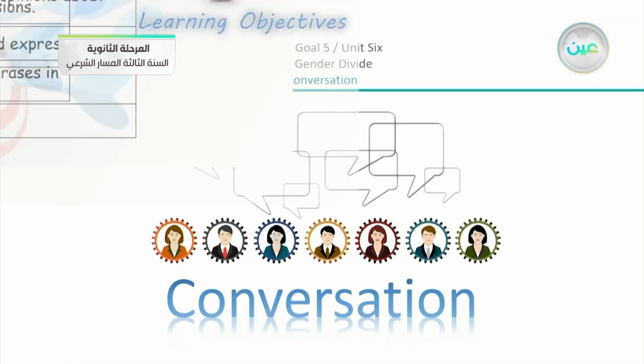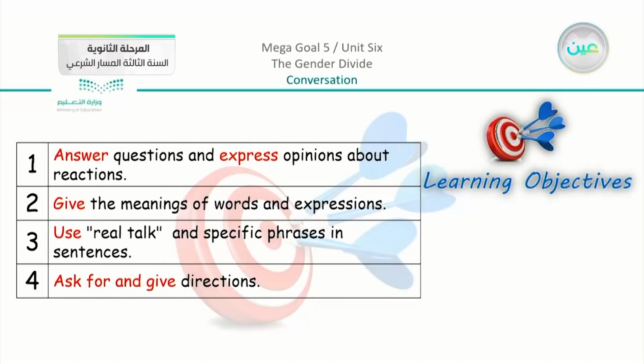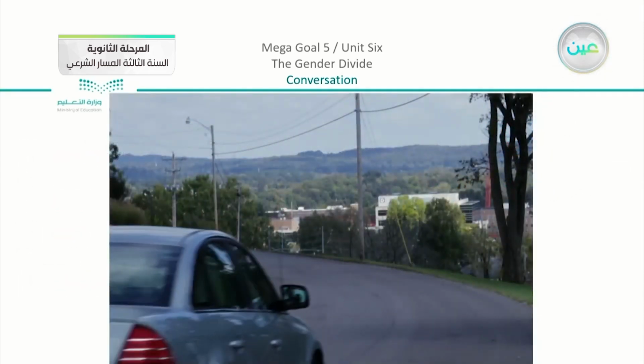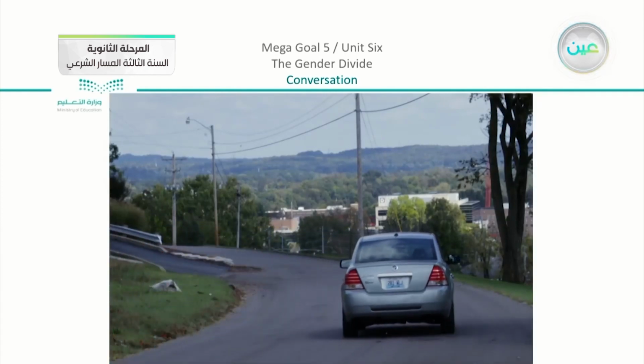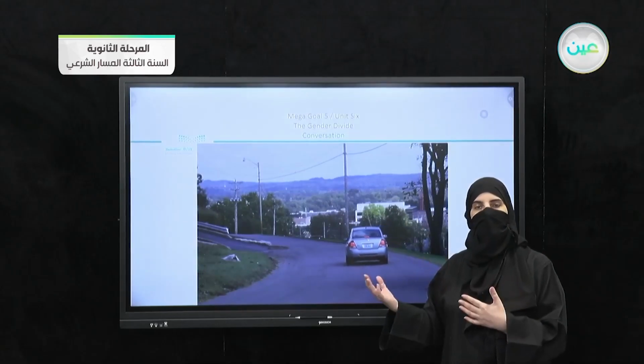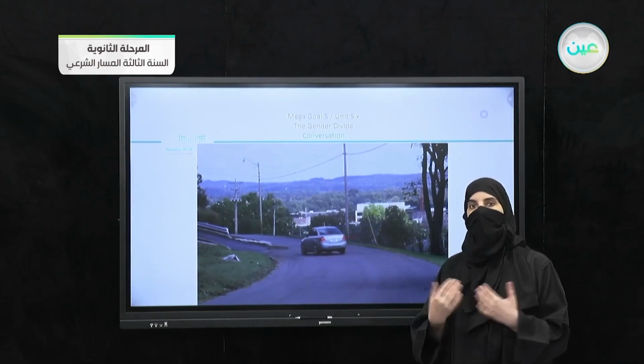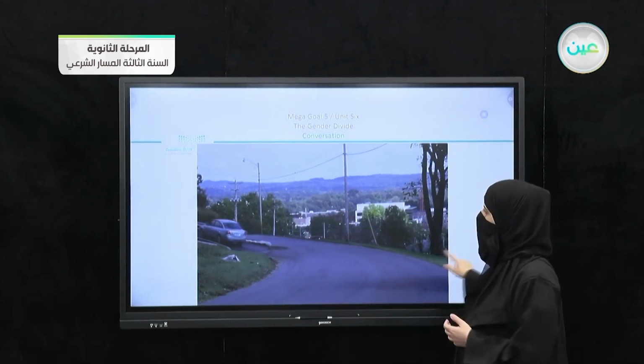We have our conversation lesson for the day. Our objectives are going to be to answer questions and express opinions about reactions, give the meanings of words and expressions, use real talk and specific phrases in sentences, and ask for and give directions. So since we are talking about different reactions, we need to be introduced to our characters who are going to be in the conversation.